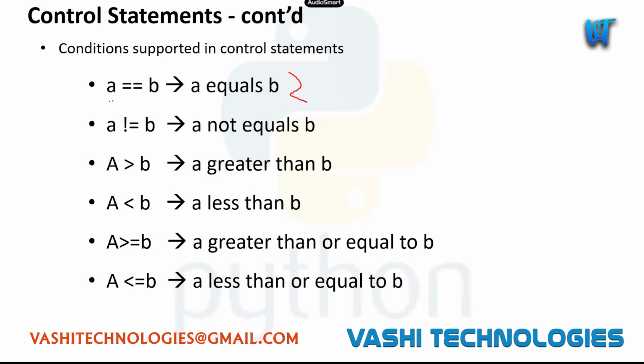First one is double equal to. I think we have covered it many times, right? We have come across this many times. Single equal to is an assignment operator, and for equality comparison, we need to give double equal to. Same here, this is a not equals b, a short form of a not equals b, and we have a greater than b, less than b, greater than or equal to b, and then less than or equal to b. So all these are the conditions which we can use in our statements.